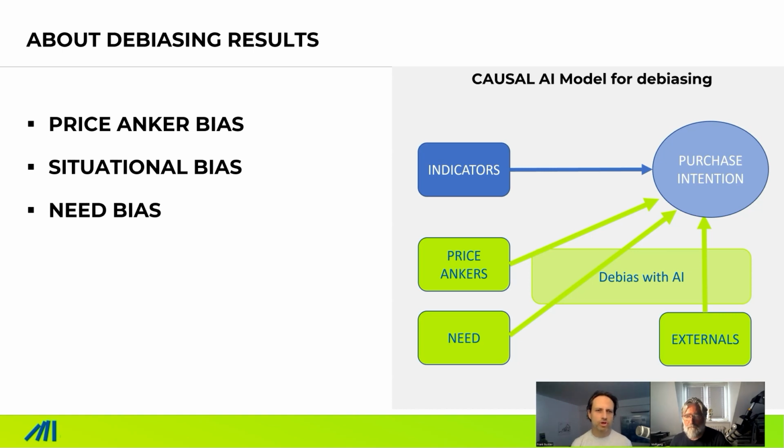The approach we are using is to measure the price level, and basically we are measuring indicators for purchase intent and other reasons for this purchase intent. By measuring that, we're building a causal model which predicts purchase intent. And with that model, we can change the price anchors. So we can simulate that the price anchor bias does not exist, and with that, we can debias it. So let me show you an example.